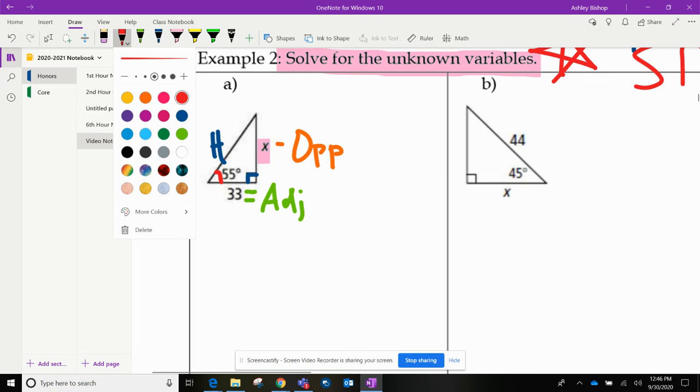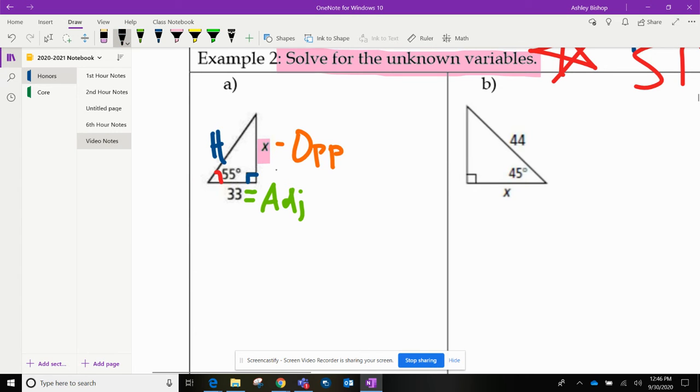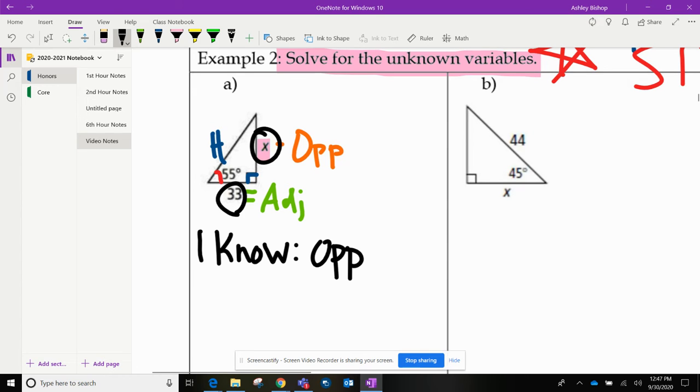Now, in order to do these problems, we need to determine what pieces of information I have. When we are given these problems, 2 out of the 3 sides will be given. X is a given, a piece of information. One of our sides of our triangle will be completely blank. So I know I have information for my opposite side, and I have information for my adjacent side. So I know these 2 things.